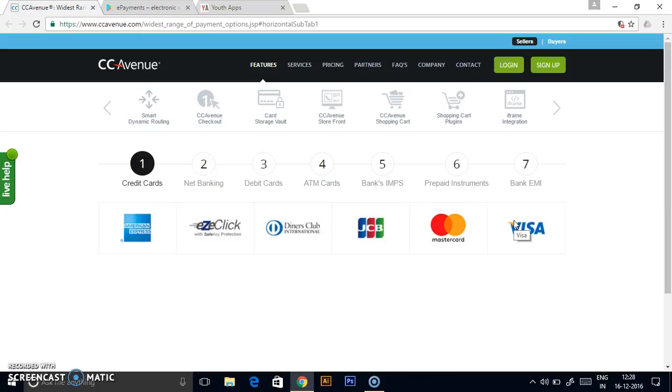So you don't have money in it. It's like literally you're taking a loan, but if you pay it on time, you are not getting charged. So you get a credit period of at least 30 to 35 days depending on the bank that you are doing it with. So this is credit card.